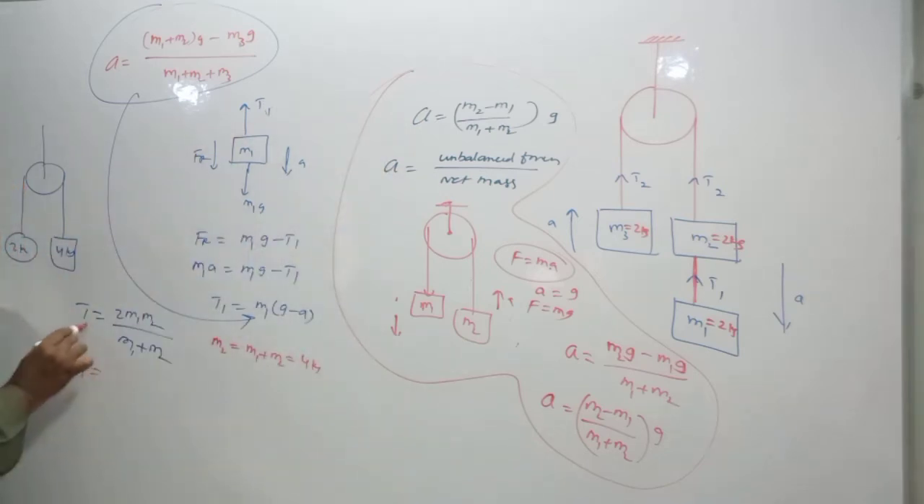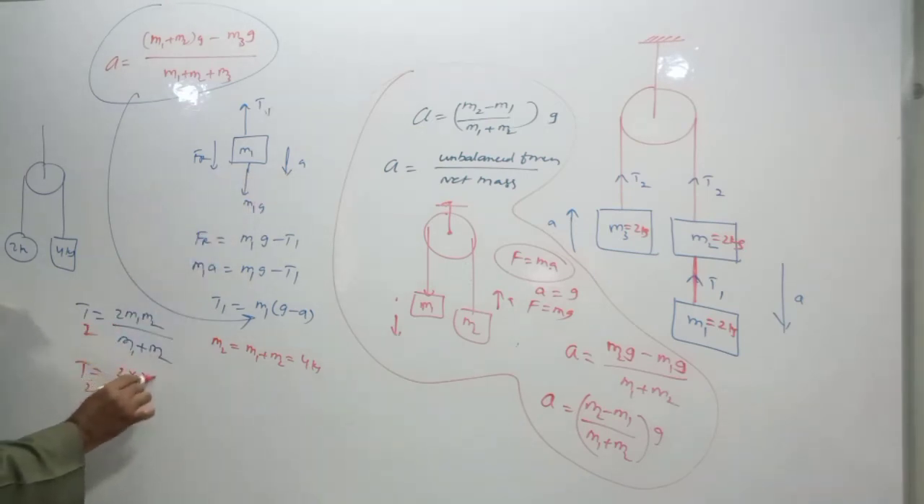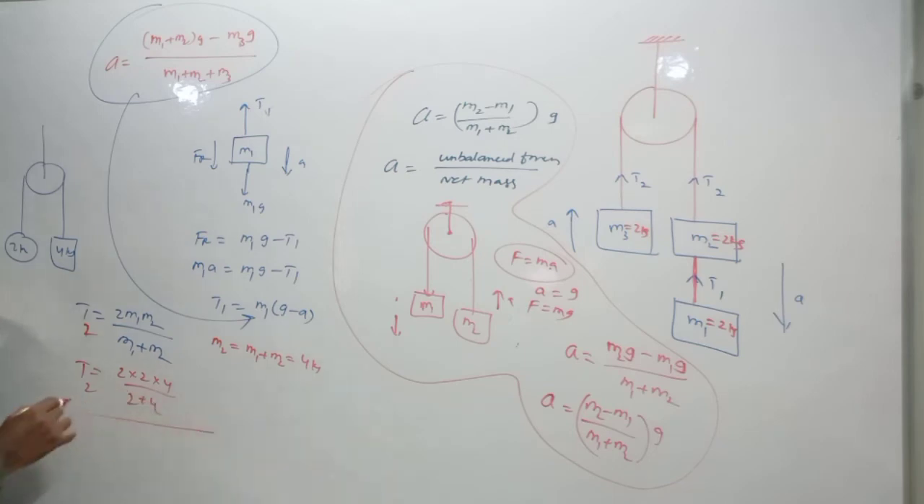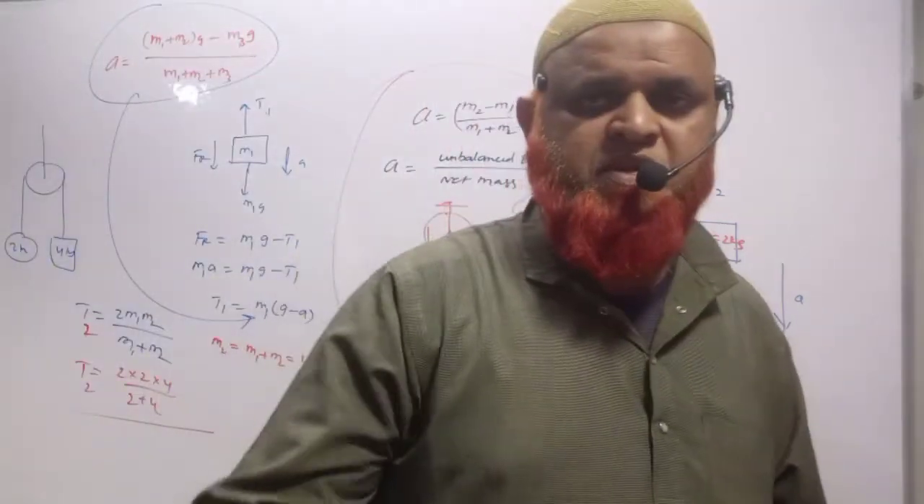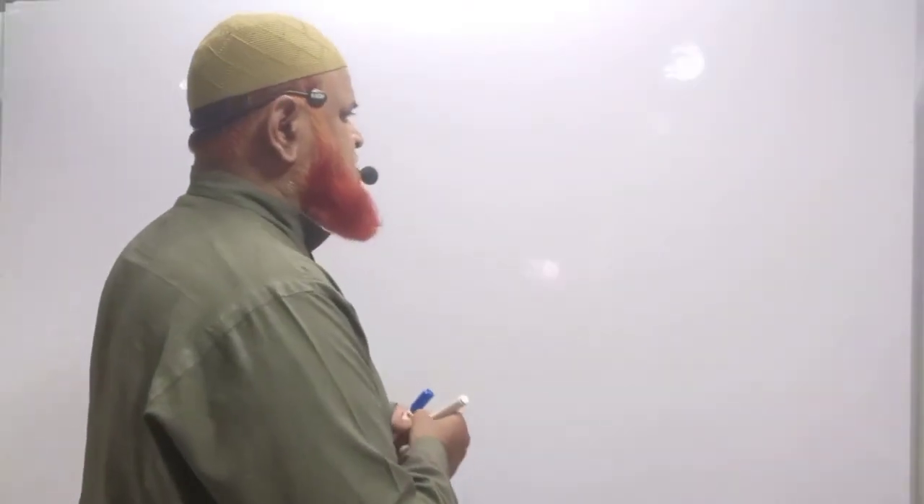So the answer is, now you are finding T2. T2 is going to become 2 into M1, which is 2, times 4, M2 is 4, over 2 plus 4. Understood? So this way you can find out the concept here. Okay, we shall now discuss friction.